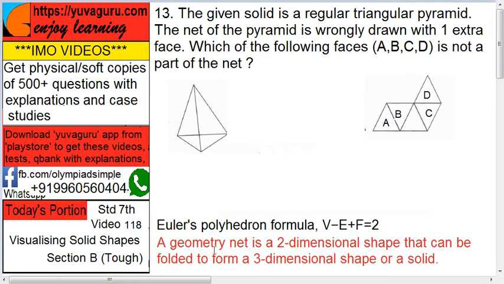Let's start. Remember, this chapter has nothing to do with maths, although it is in IMO. It's complete visualization, how much you can think and how much you practice. So always believe in practice in this chapter.